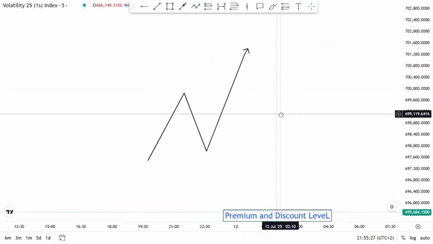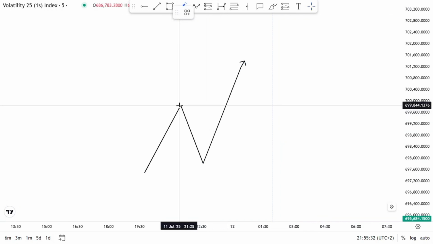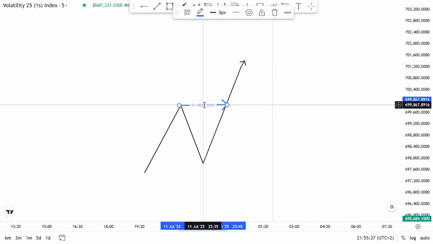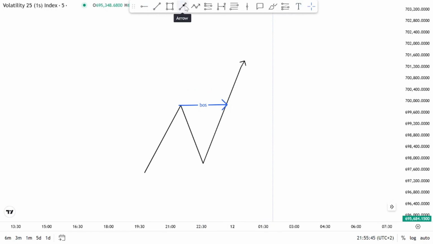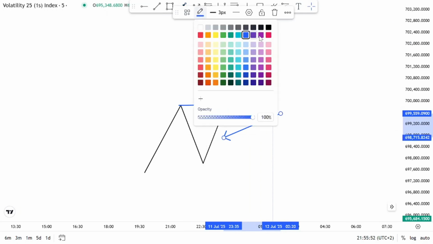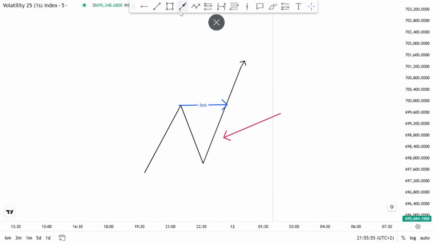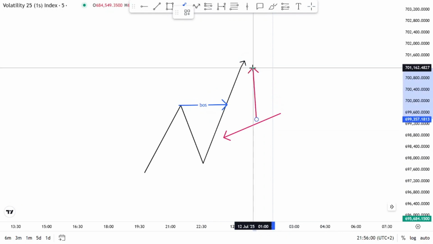Right? So basically the market broke structure. We had a break of structure here, break of structure. So now we're looking for the market to come back to these areas, so that we buy from here, going upward to the previous high.